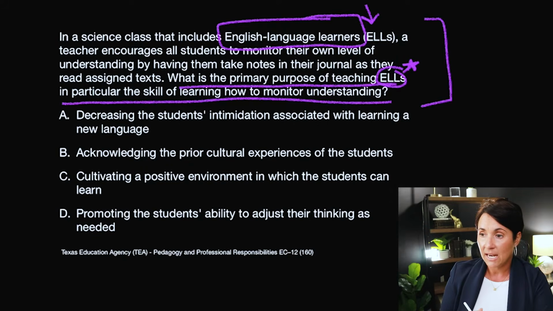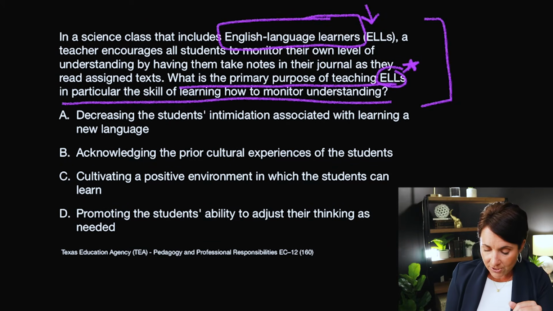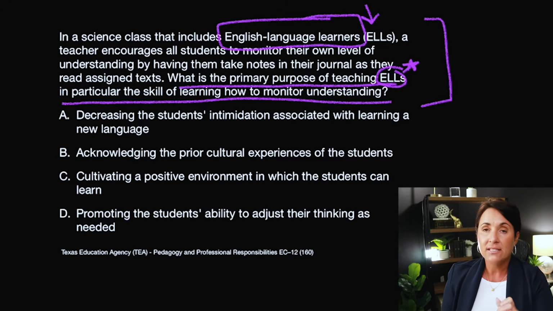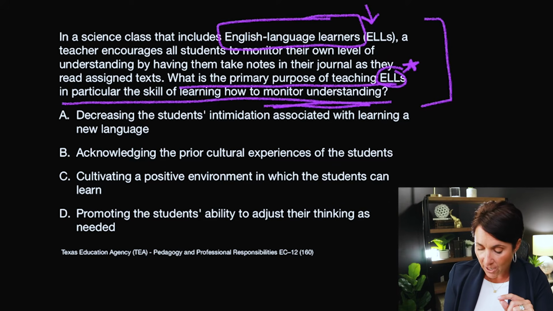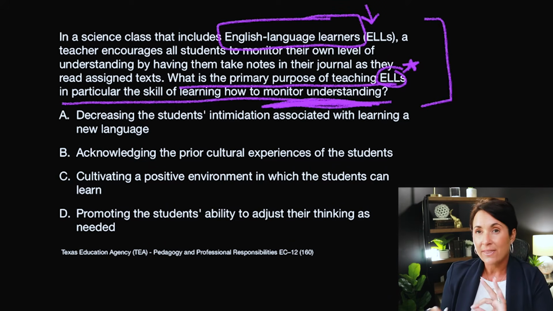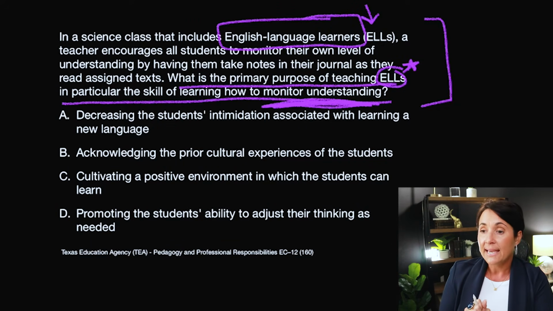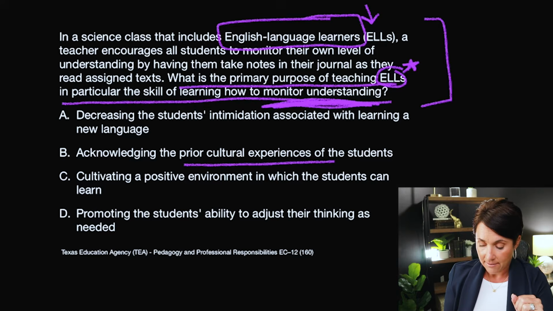Decreasing the students' intimidation associated with learning a new language. Decreasing the students' intimidation. Okay, I like decreasing the students' intimidation. It's not my favorite. I am going to keep it just in case. This is about monitoring understanding. So I think this is going to be more about learning and less about intimidation or feeling or self-esteem, but I'll keep A. B, acknowledging the prior cultural experiences of the students. All right, I like that, prior cultural experience of the student.